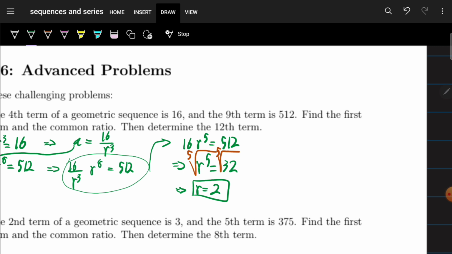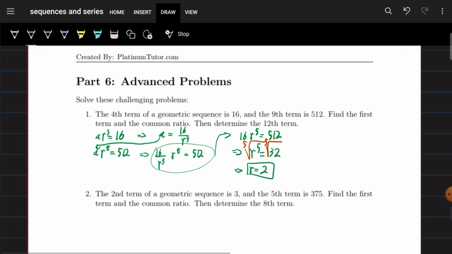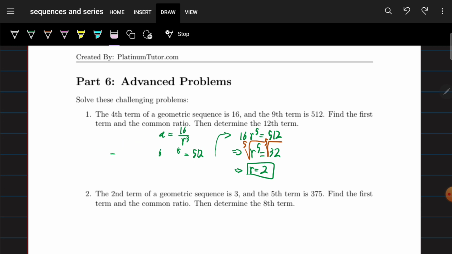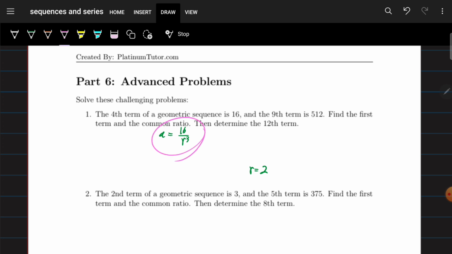Okay, so the common ratio here is going to just be 2. So let's go ahead and find the first term. I'll erase everything except this guy, which we will need.